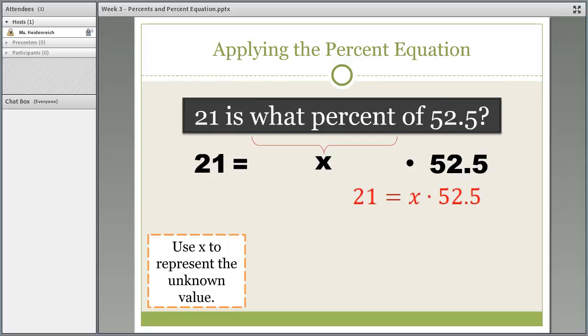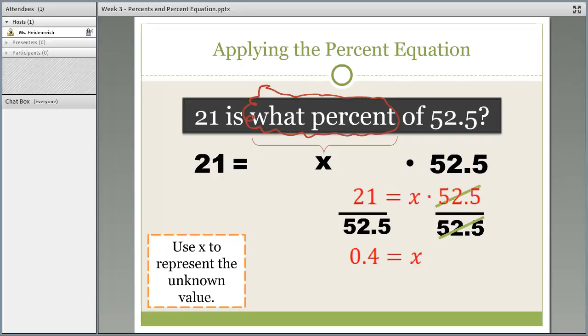So to get that x alone, I'm going to divide by 52.5. So on my calculator, I would type in 21 divided by 52.5, and I will get 0.4. Now again, look back at the original problem and check to see if they asked you for a percent, and they did. So I need to change 0.4 to a percentage, and I would get 40%. So 21 is 40% of 52.5.